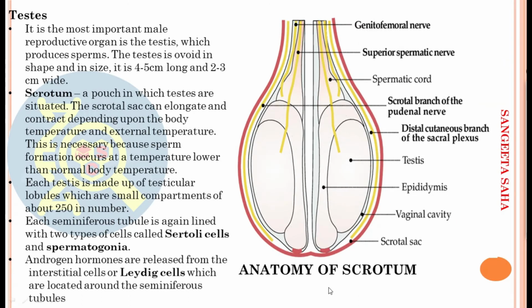This is the anatomy of the scrotum, and you will find that this scrotum has two chambers, this one and this one. These are the scrotal chambers, and these are separated by a septum which is known as the scrotal septum. Now in these scrotal chambers, testes are located, and if you see carefully, you will find that one of the scrotal chambers is slightly lower than the other, so that it will prevent squeezing of the testes.